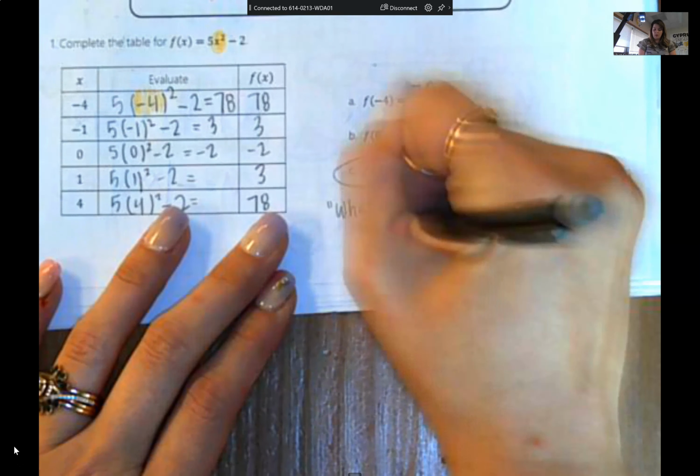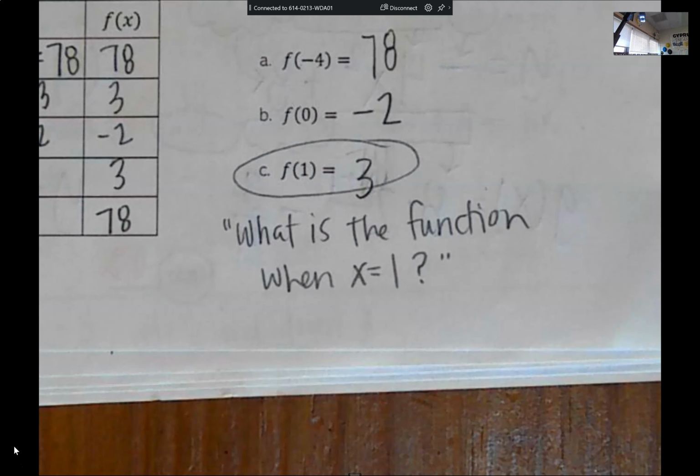I just wanted it to be very clear and make sure that you have some reference for what it means when they ask you for f of 10 or g of -2 or h of 5. They're asking you to evaluate the function at that number or at that x value.